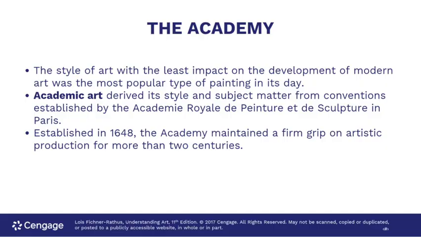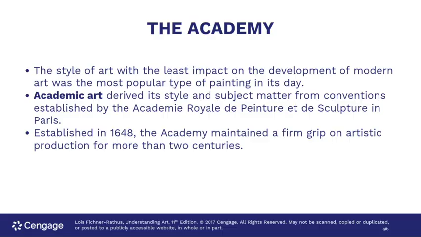So we have neoclassical art. Our artists we looked at, Ingres. His paintings really had a calm, exotic classicism. Delacroix brought up that Baroque kind of revival with dynamic, brushy work. And then we have Goya, who has paintings kind of in the spirit of revolution. And a lot of the art that was really affecting artists at the time was art from the Academy. So the style of art with the least impact on the development of modern art was the most popular type of painting in its day.